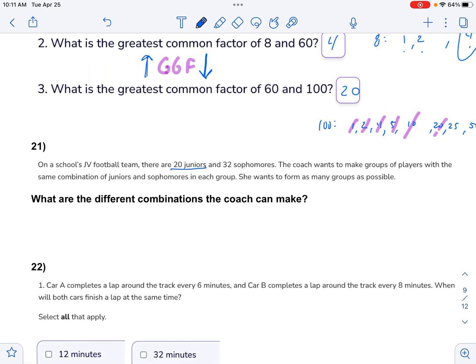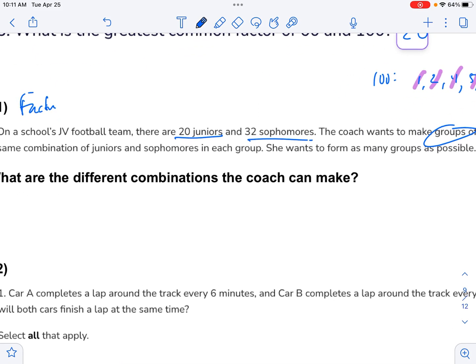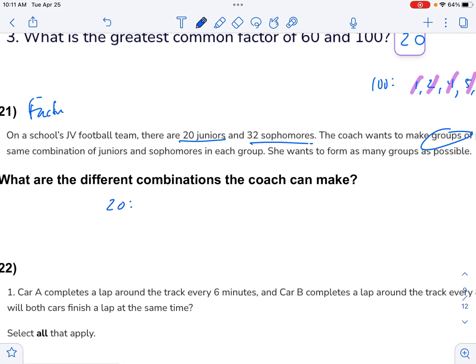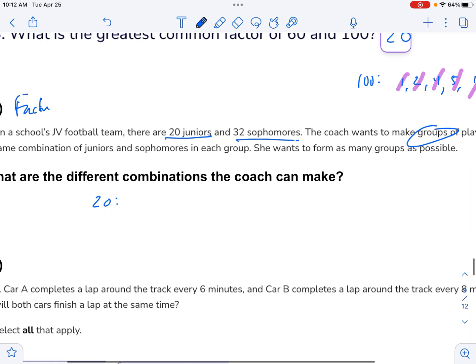Looks like we have 20 juniors and 32 sophomores, and we're making groups. As soon as we hear making groups, we're dividing these up a little bit, so we're talking factors. So let's get the factors of 20. Let's go ahead and play the factors out here. We can make this a group, but I can do factors. Factors are going to be 1 and 20, 2 and 10, 3 does not work, 4 works, 4 and 5. I think we have them all.